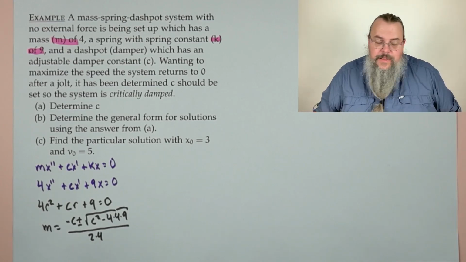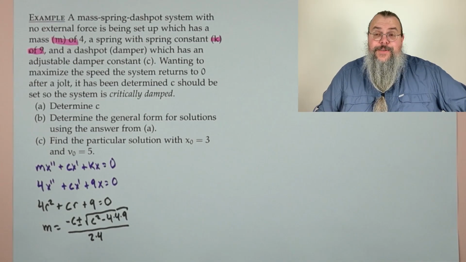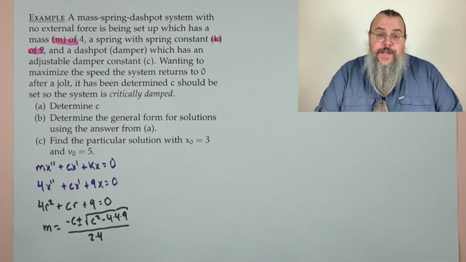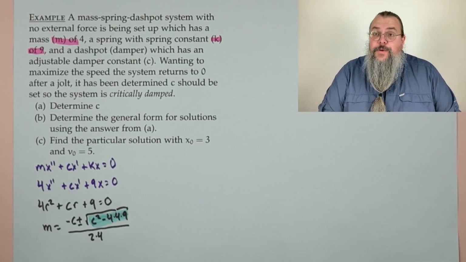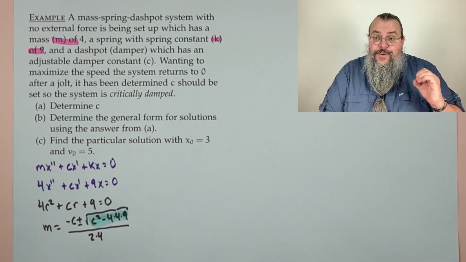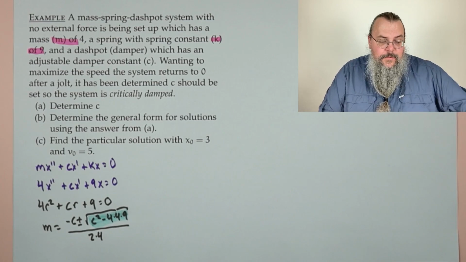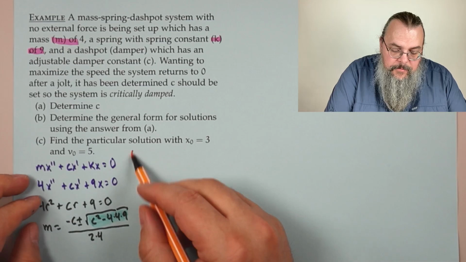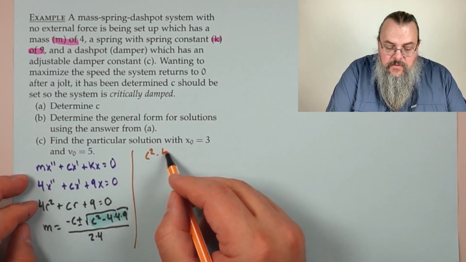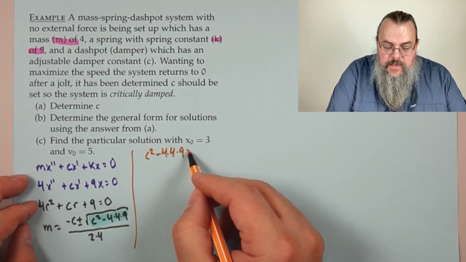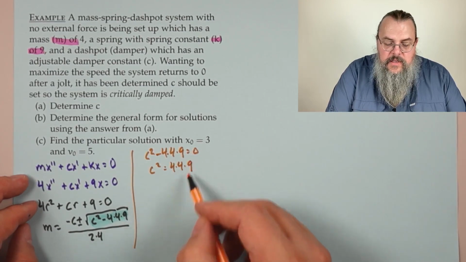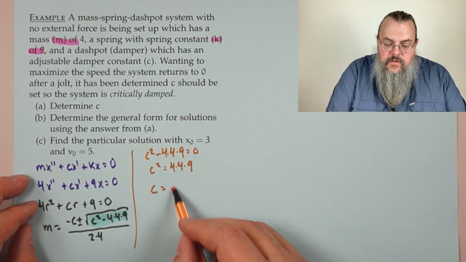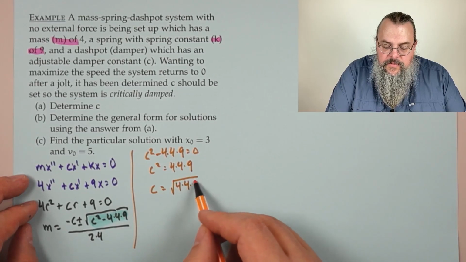Now, in this setting, we know what we need to focus our energy on. The repeated negative roots says the inside of the square root needs to go away, needs to be 0. So we say, all right, that tells us that we need c squared minus 4 times 9 equals 0, or c squared is 4 times 4 times 9, or c is the square root of 4 times 4 times 9.